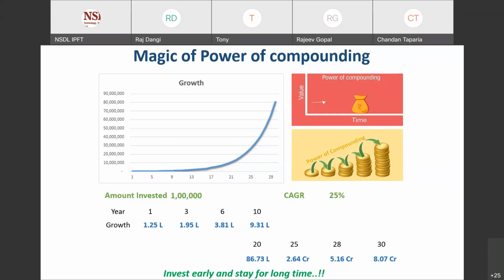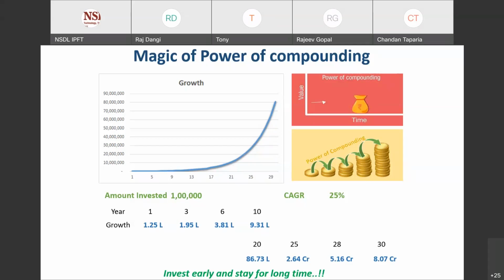I've just taken an example of 25% return. Even if you're getting 25% return, that means 2% per month, 0.5% per week. In 30 years, your money will go from 1 lakh to 8 crore. This is the power of compounding. In 10 years, it will be 1 lakh to 10 lakhs. This is called the power of compounding. And that is the reason that you should invest in the markets.